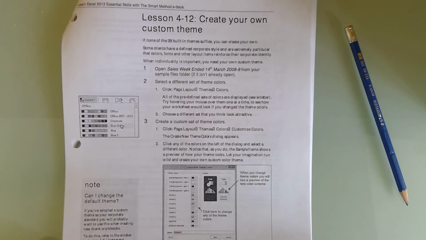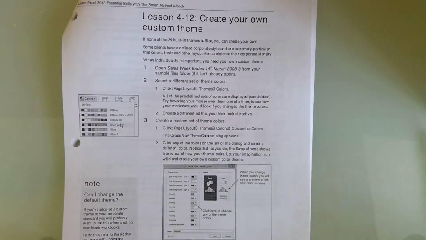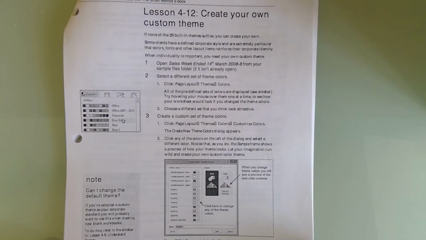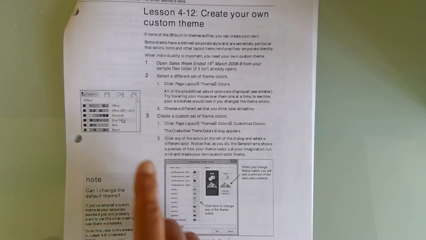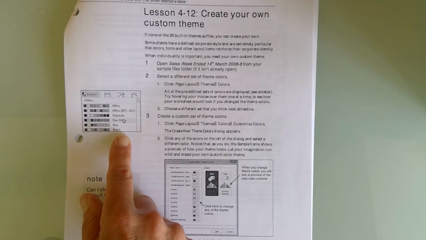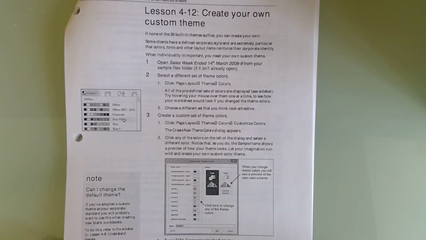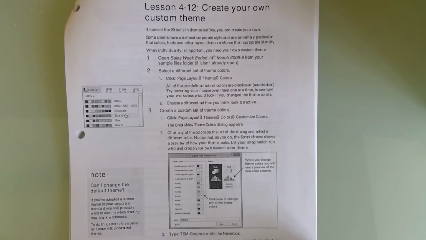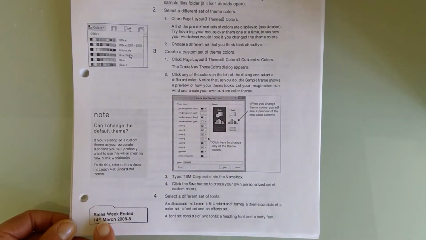Okay, so we're at the second section for lesson 4. We're starting with 412. This is where you're going to create your own custom themes. So we've talked about themes already, the automatic themes that came up. In case you didn't like that and you wanted to create your own custom themes, this lesson will show you how to do that. So you can open Sales Week ended March 14th, 2008 to do this lesson.